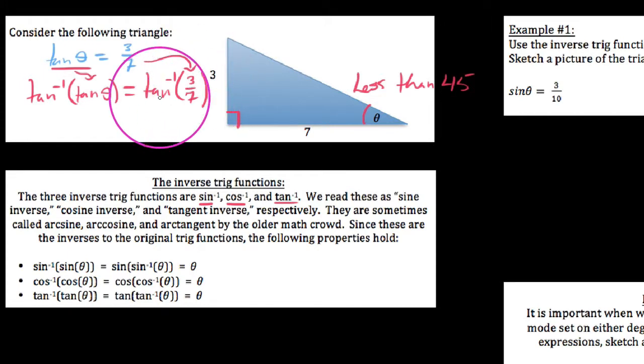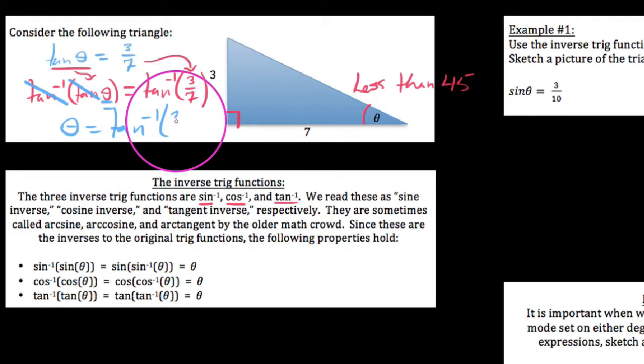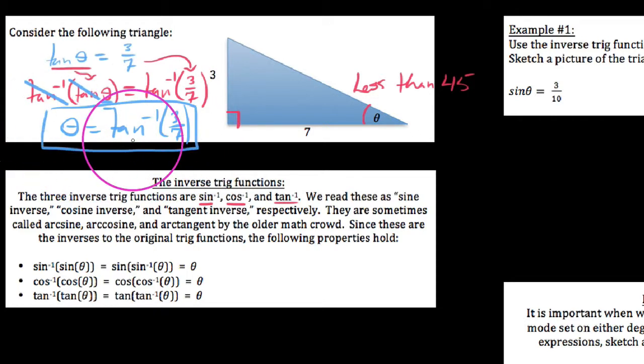So we say tangent inverse of 3/7, and here's instantly what happens. The tangent inverse and the tangent cancel out, and I'm left with this statement right here. We say theta is equal to the tangent inverse of 3 over 7. And what I want us to realize before we pull out our calculators and evaluate this is that tangent inverse is the angle.